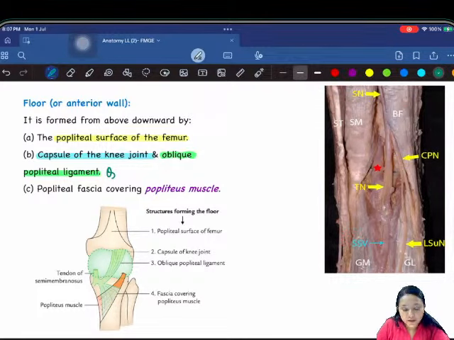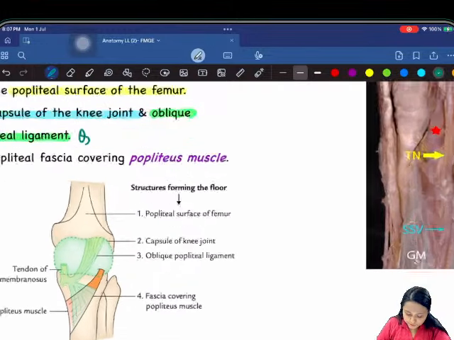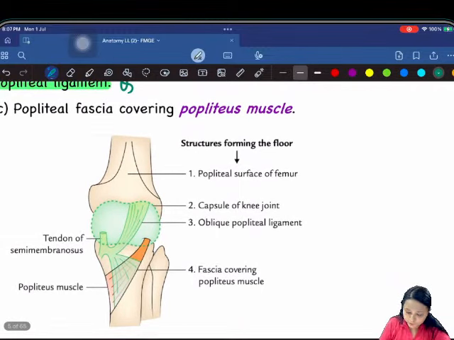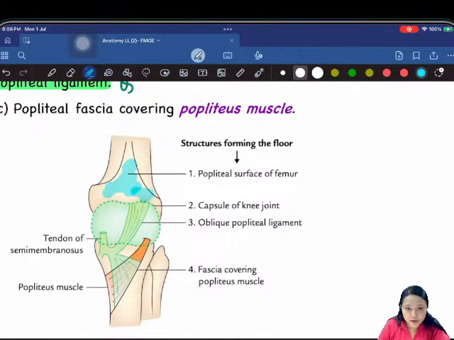And the popliteal fascia covering the popliteus muscle. The popliteus muscle is one of the muscles found on the back of the leg. It is a deeper muscle. So here you can see in this image they have shown you the popliteal surface of the femur. Then you can also see the capsule of the knee joint.